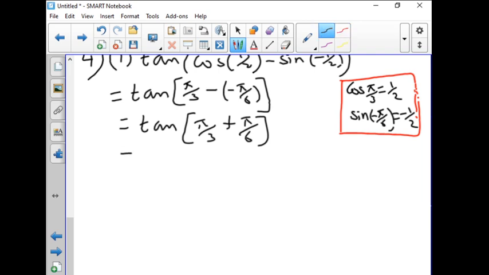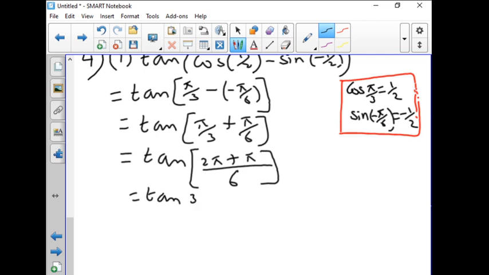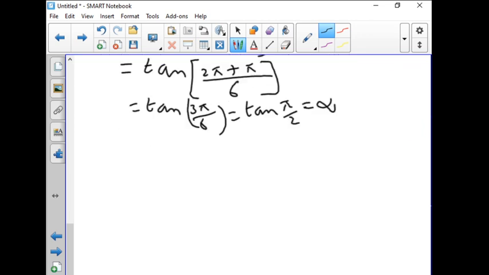So, what is it? Take LCM. Tan of LCM is 6. So, 2 pi plus pi. So, it is equal to tan 3 pi by 6, which is equal to tan pi by 2, which is equal to infinity. Okay. Now coming to the second subdivision.